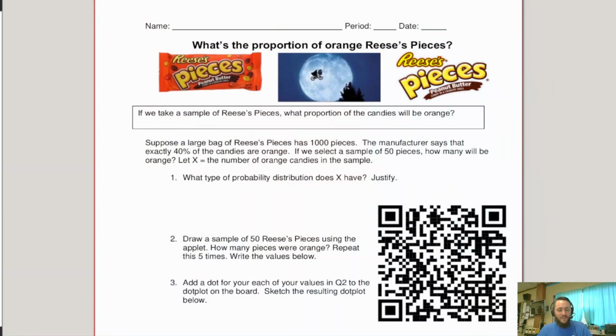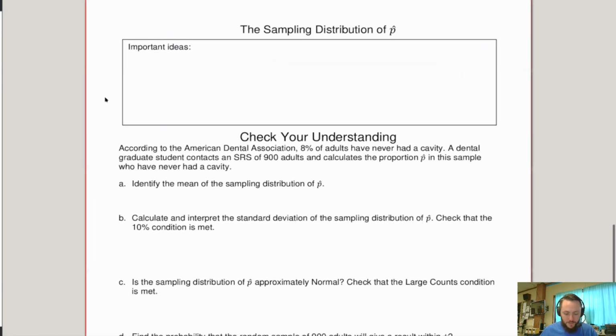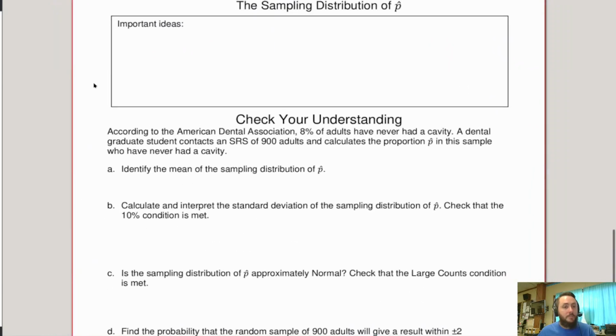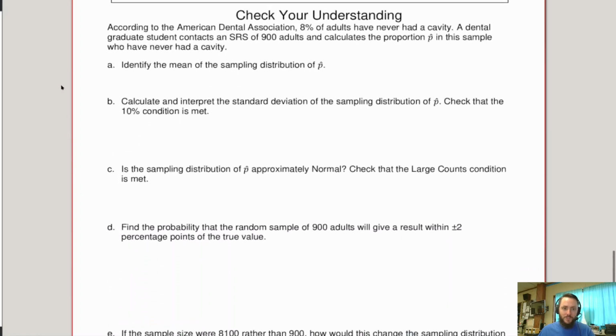In this video, we're continuing the series of the Check Your Understandings and reviewing them, so you can check your understanding. Okay, this one comes from the assignment on March 11th. What's the proportion of orange Reese's Pieces? And if you did well, you got the actual Reese's Pieces on the 12th. Okay, so going to our check your understanding, the sampling distribution of p hat. So the sampling distribution of sample proportions.